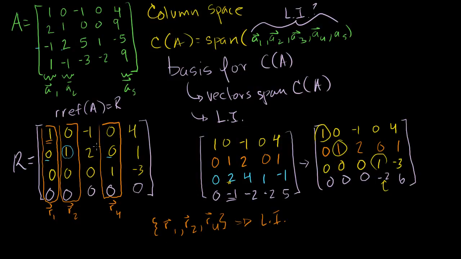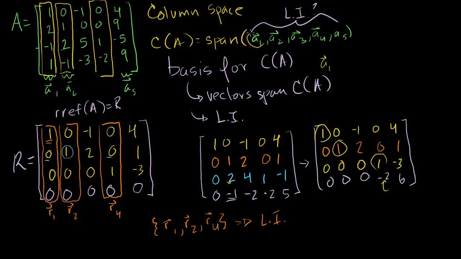Now it turns out, and I haven't proven it to you, that the corresponding columns in A, so this is R1, but at A, before we put it in reduced row echelon form, that these guys right here, so A1, A2, and A4 are also linearly independent. So A1, let me circle it, A1, A2, and A4. So if I write it like this, A1, A2, and A4, let me write it in set notation.